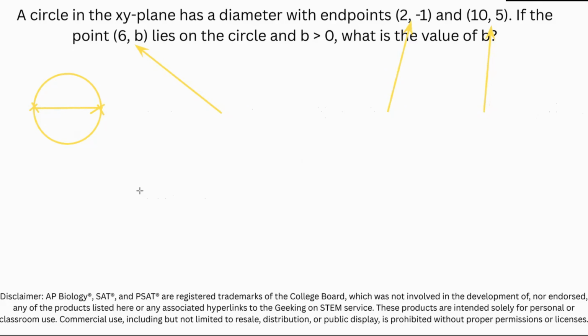So just to note, it's going to be anywhere on this circle, and we're expected to figure out where that's going to be. So the first thing that we need to do is figure out this midpoint, this center point in here. To do that, we need to remember the midpoint formula. If you remember, the midpoint formula is taking all the x points and dividing by 2 and all the y points and dividing by 2.